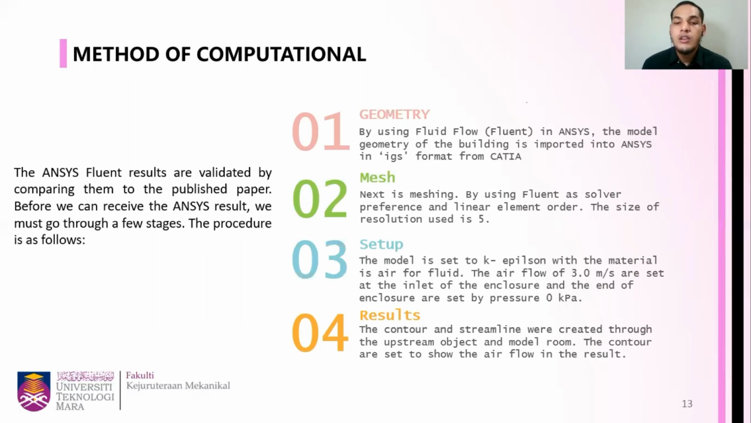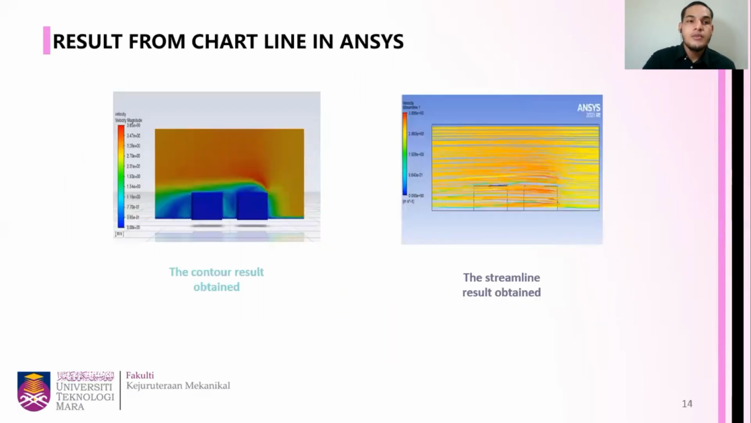The contour and streamline were created through the upstream object and model room. The contour is set to show the airflow in the result. Okay, these are the results from the chart line in ANSYS. The first one is the contour result obtained, and the second one is the streamline result obtained.